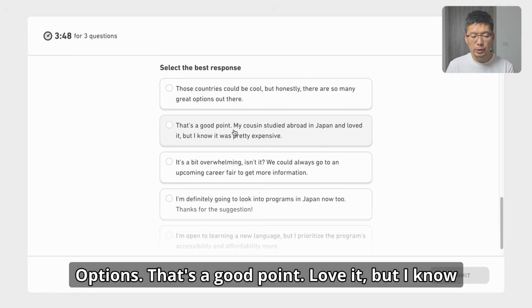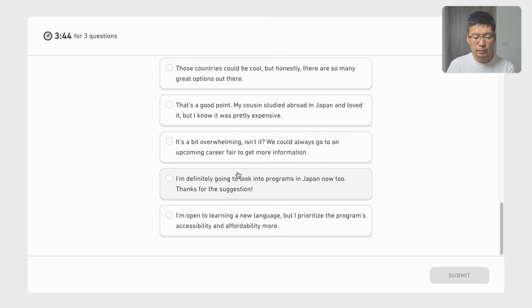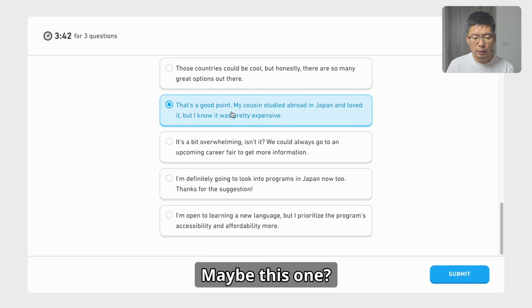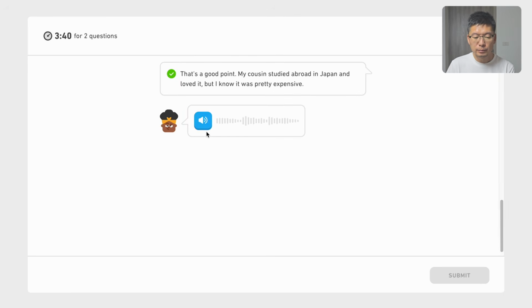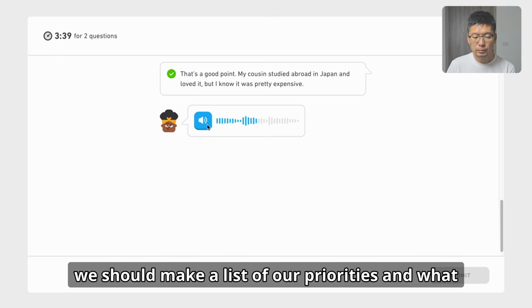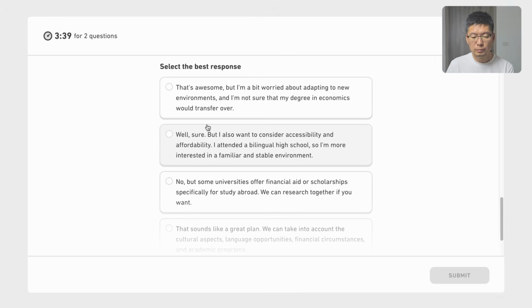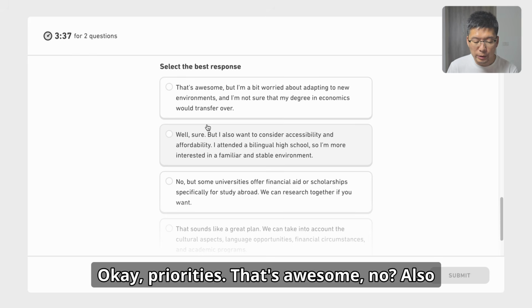Options, that's a good point. Love it, but I know it was pretty expensive. Maybe this one? It's definitely something to think about. Maybe we should make a list of our priorities and what we want to get out of our study abroad experience. Okay, priorities. That's awesome, no?